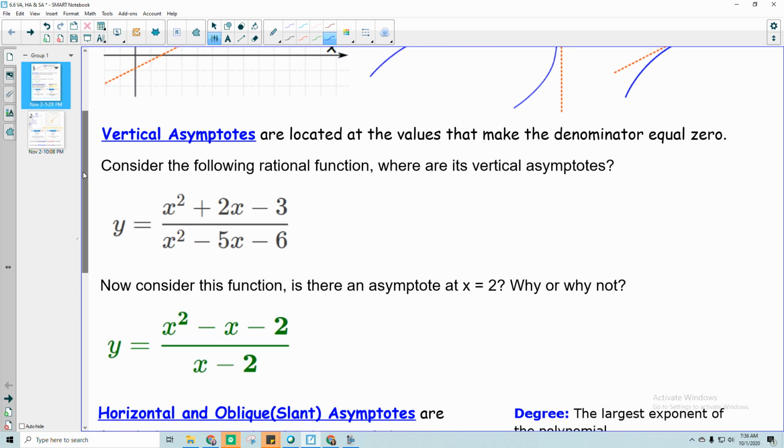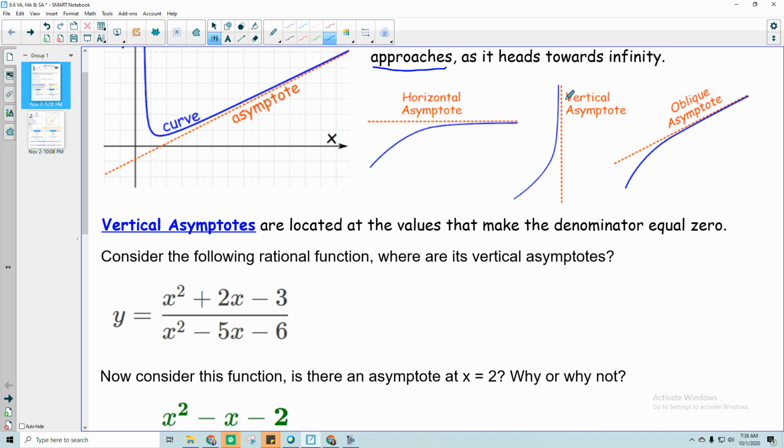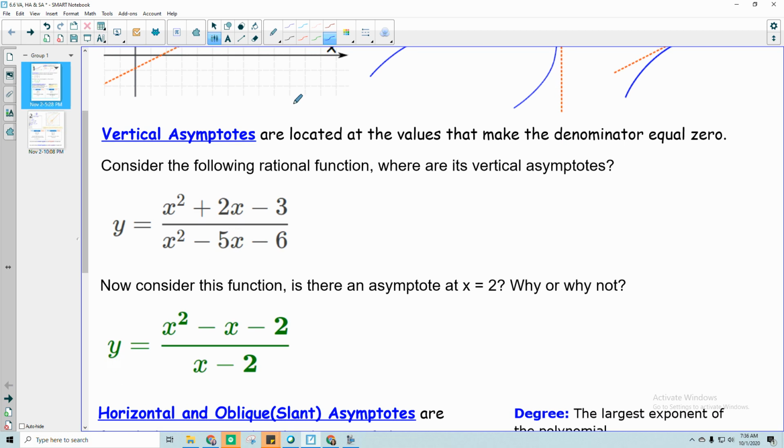So let's take a look at the very first type of asymptote we'll encounter, which is a vertical asymptote, an asymptote going up and down, just like this one here. These are located at the values that make the denominator equal 0. This phrase sounds familiar: these are just the restrictions or exclusions that we've been learning about. Wherever those restrictions are is where an asymptote lies.